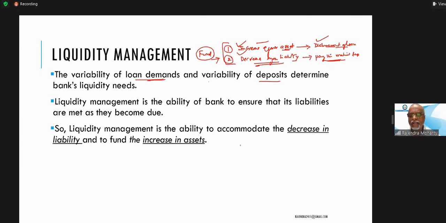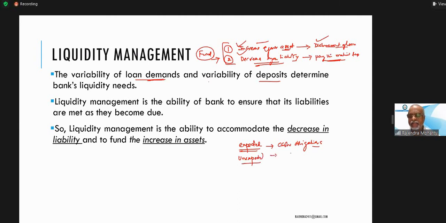The maturity of any deposit, we call it expected withdrawal. Those are expected. You know the maturity date of a deposit, or you know when a loan is going to be disbursed or repaid. Those are expected cash obligations. But sometimes it might be unexpected also. So those are unexpected cash obligations.